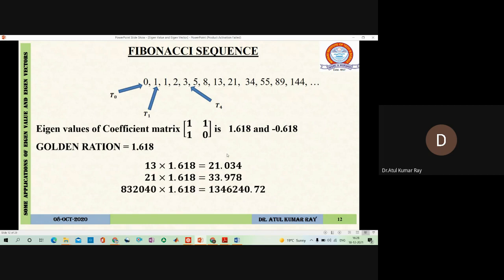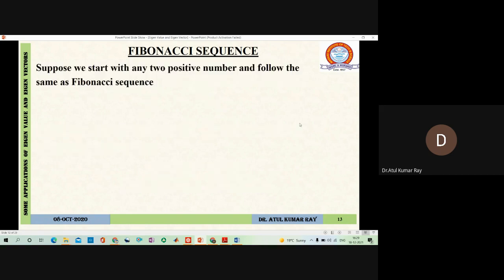Similarly, if I ask the same question, which will be the next number after 832040, nothing to do, just multiply with this golden ratio to get the next number, which will be 1346240.72. It is just one step away, a multiplication. You just multiply 1.618 with this number and we get this. So this eigenvalue concept is very important in this case.